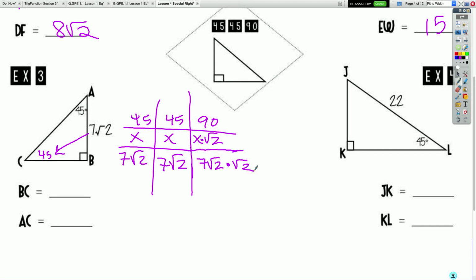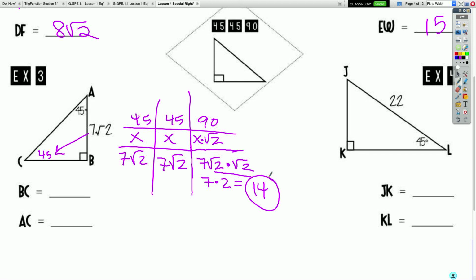We have this one on our little half sheet, so you should be able to figure that out. We're going to bring down our 7, and then what's the square root of 2 times the square root of 2? 2. Thank you for listening to the question. And then 7 times 2 would give me my answer of 14.